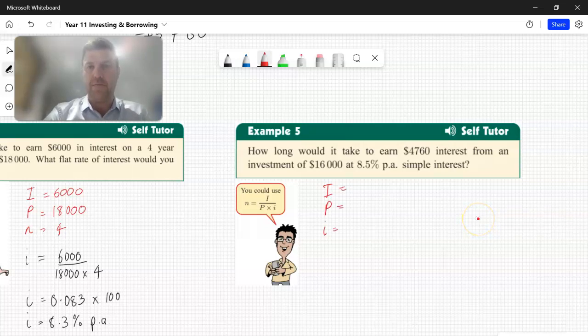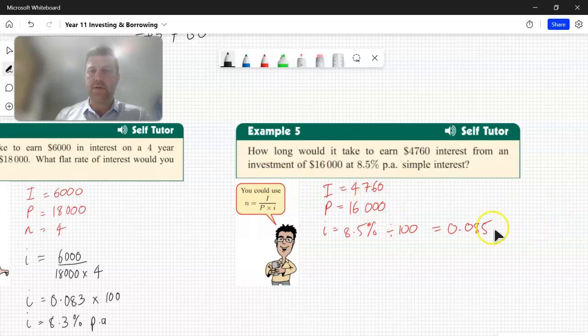So the interest earned says there $4,760. The principal is $16,000, and the interest rate is 8.5%. Converted to a decimal, we're dividing by 100, remember, which gives us 0.085. Then go ahead and put those values into this rearranged simple interest formula.